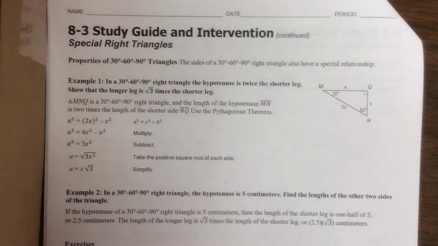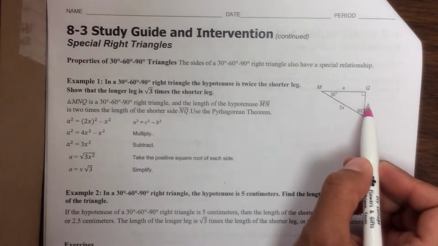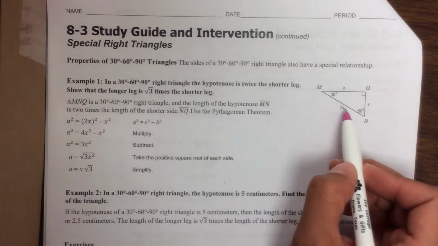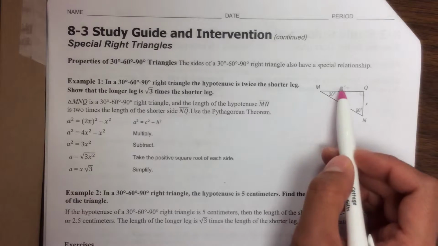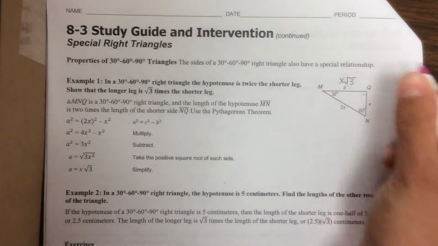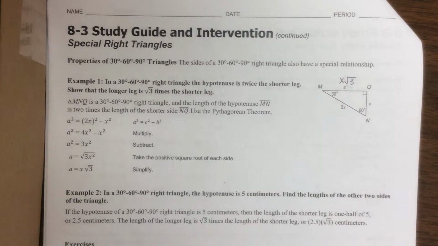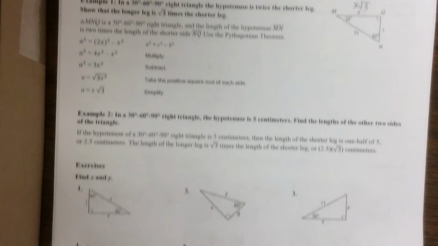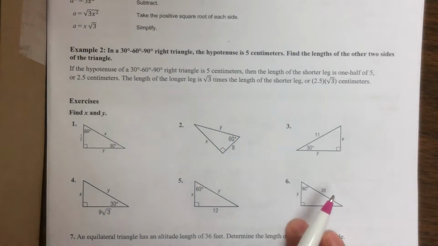Page 37 of section 8-3 talks about 30, 60, 90-degree triangles. In our example here, we see that the shorter leg is equal to x, the hypotenuse is equal to 2x, and this leg is going to be equal to x times the square root of 3. So it's going to be the square root of 3 times x here. Okay, so I'm going to go ahead and jump down to our exercises.